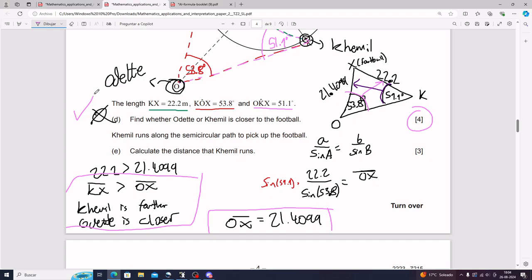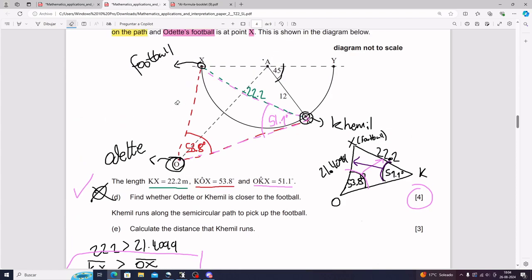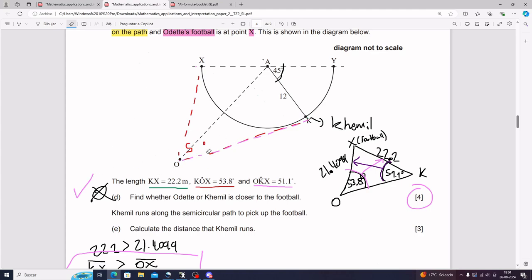And last but not least, part E is a little bit different. So we have that Khemil runs along the semicircular path to pick up the football, and we need to calculate the distance that Khemil runs. And so this is a little bit harder, right? So let me erase the diagram for a second, because now we're not really talking about trigonometry anymore. Now we're talking about a circle. So oof, now it got a little bit harder.